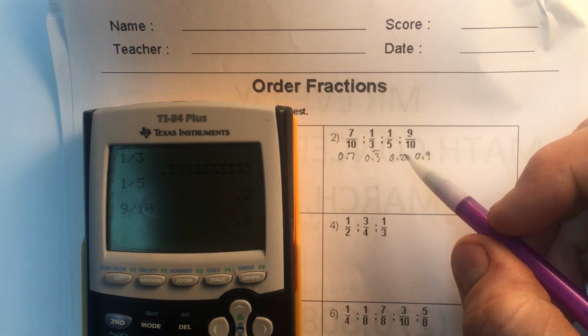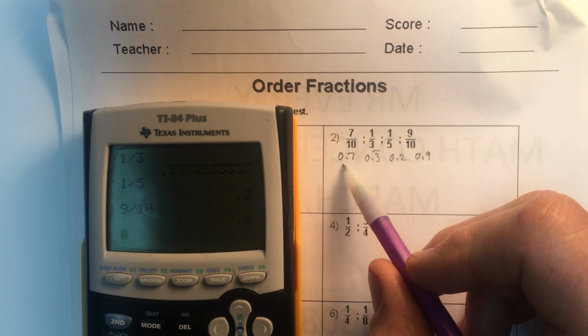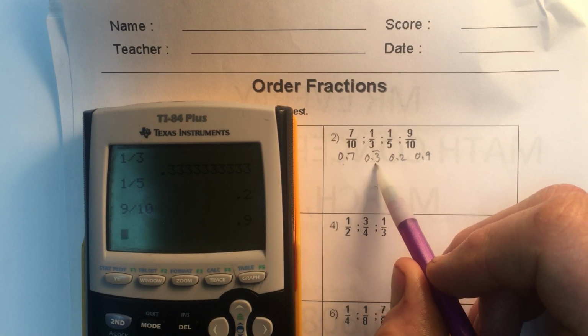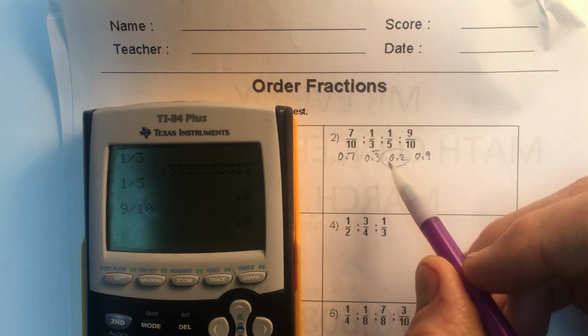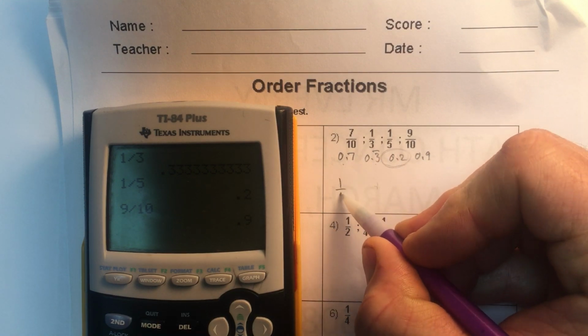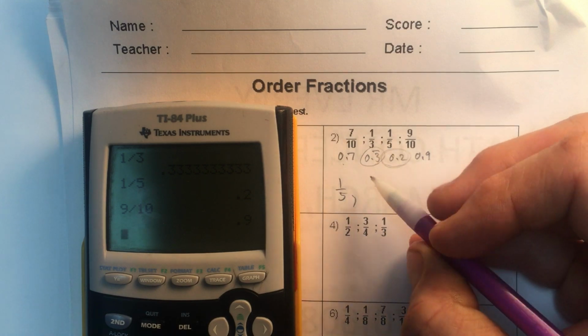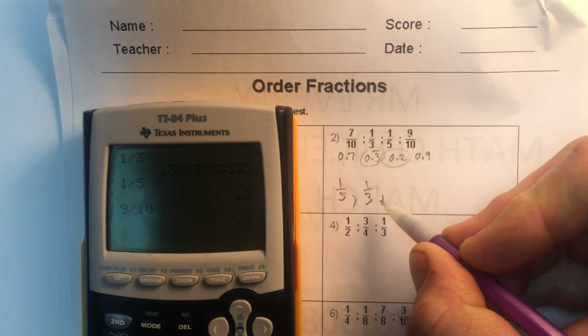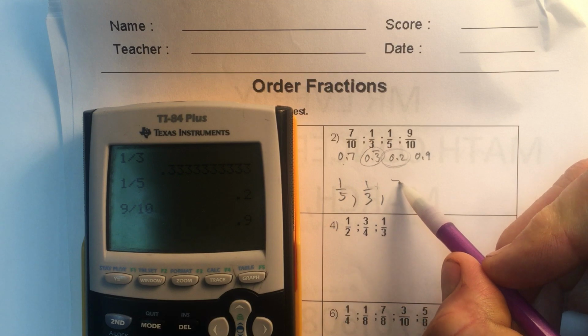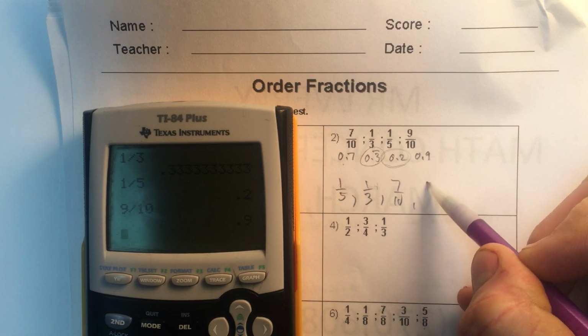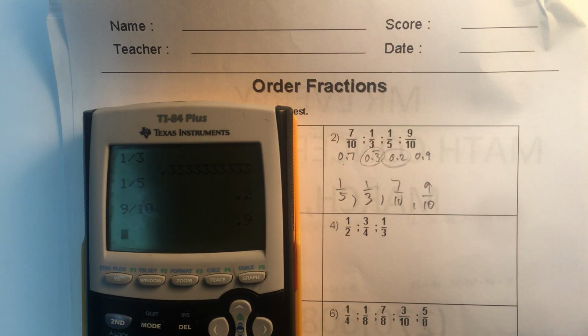All right, and then you put them in order. So like 0.7, 3, 2, 9. This is the least here, so 1/5 is first. And then I would have the 3 repeating, that's 1/3. And then I would have the 7/10, and then the 9/10. There you go, that's in order.